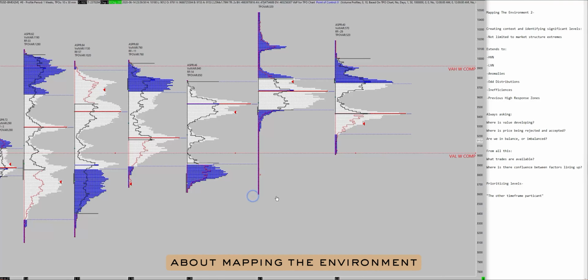All right, so let's talk more about mapping the environment. And with this, we're going to talk about how we would look at where we currently sit at any given time and what we would prioritize. So we're always trying to find where the available trades are, okay?